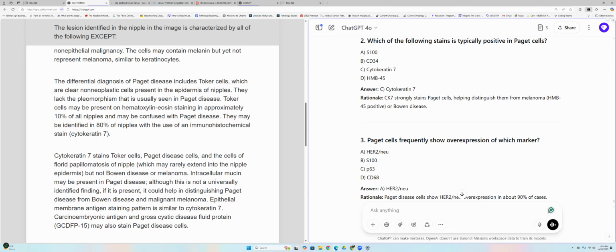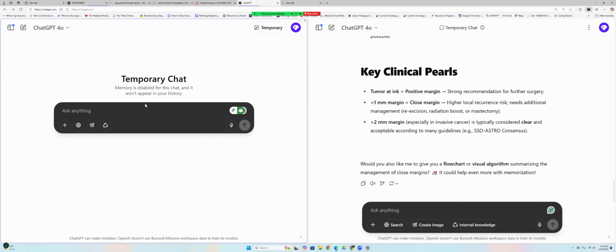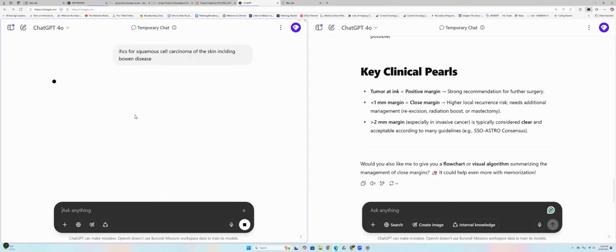What is the marker for squamous cell carcinoma? What is the IHC for squamous cell carcinoma? The standard IHCs for squamous cell carcinoma? Pan-cytokeratin? No, the clear-cut markers for squamous cell carcinoma. P40. P63? Yes, P40. Including Bowen disease. So you see P40, P63.